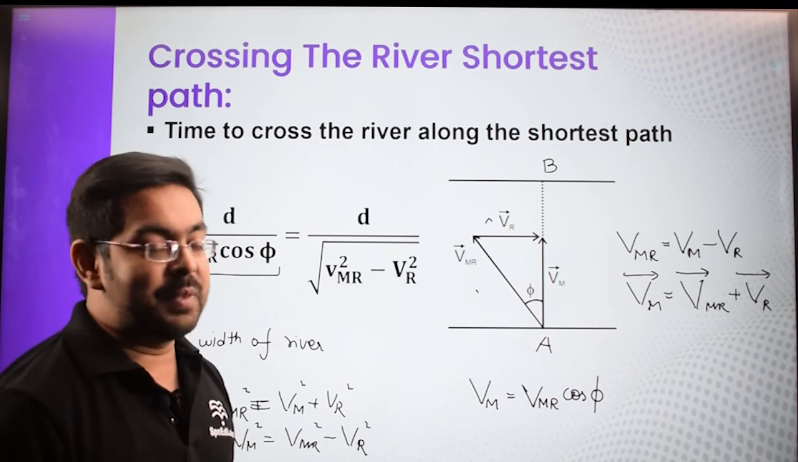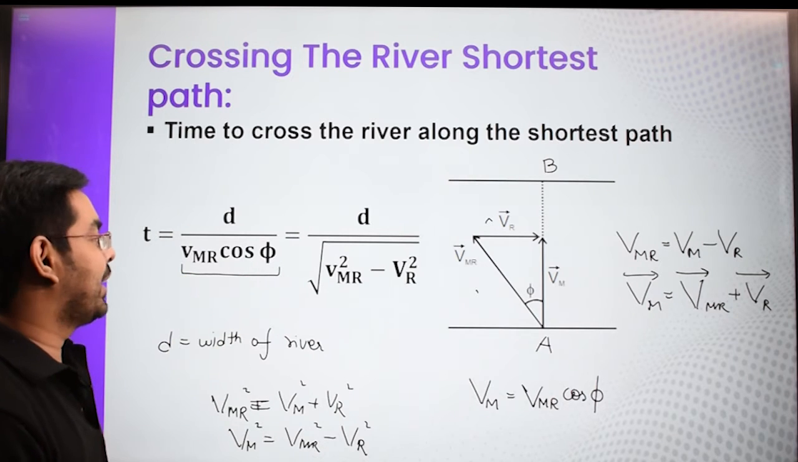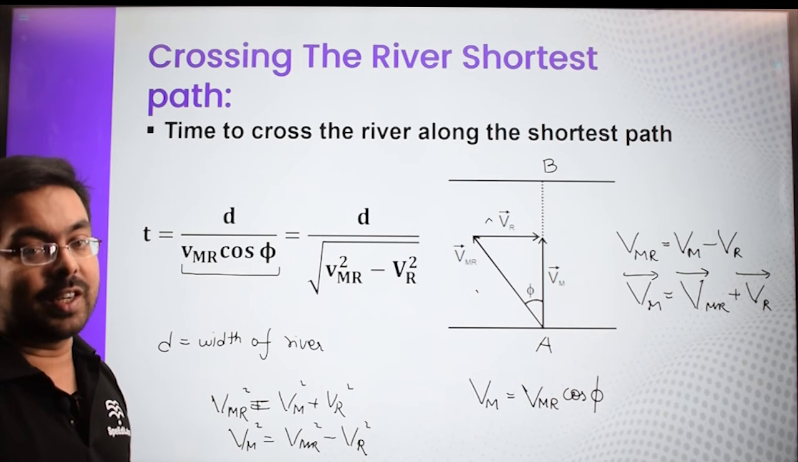So from here we can also find the time. Otherwise directly you can put the value of cos phi here and directly you can get the time in which he will be able to cross the river.